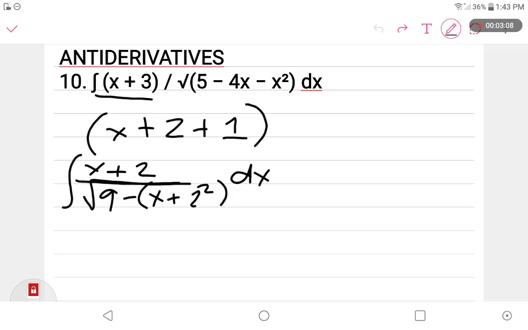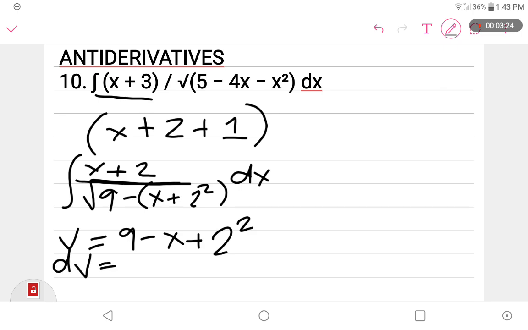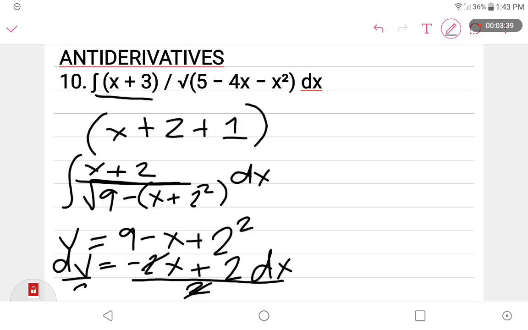We can use substitution here. So we will use v and set it equal to 9 minus (x + 2)². The derivative of this, dv, is negative 2 times (x + 2) dx. We only need (x + 2) dx here, so we can divide both sides by 2. We end up with negative dv over 2 equals negative (x + 2) dx.